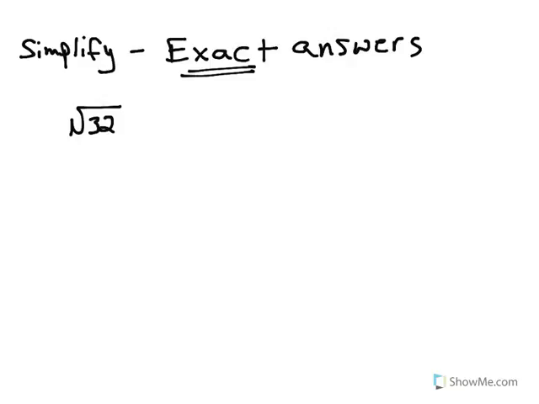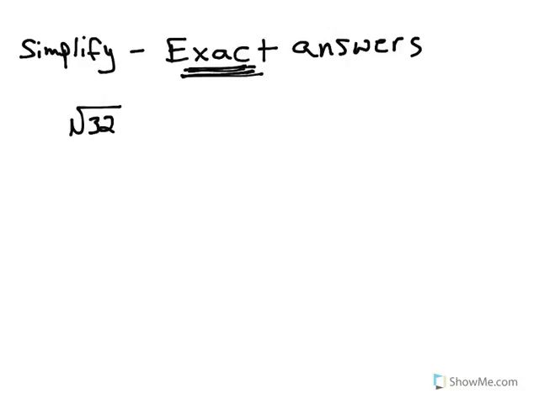Simplify giving exact answers. Exact answers mean we're going to leave the radical sign in our answer. If we were simply to take our calculator and take the square root of 32, we would get a decimal answer. That is an approximate answer. An exact answer leaves the radical sign in place.